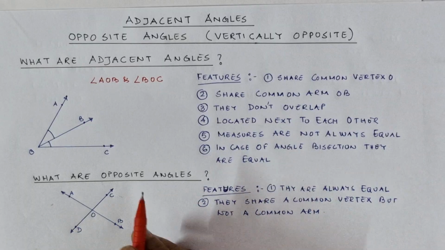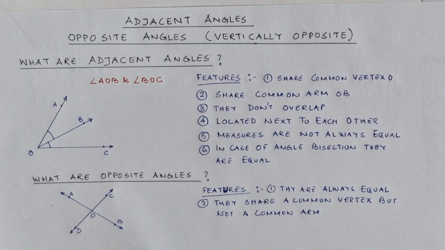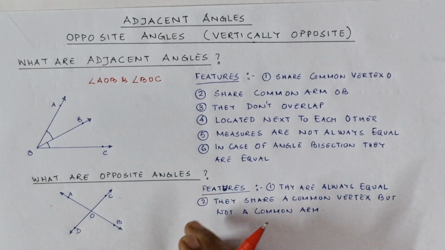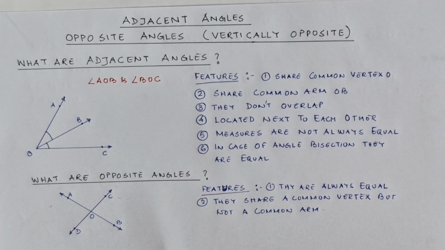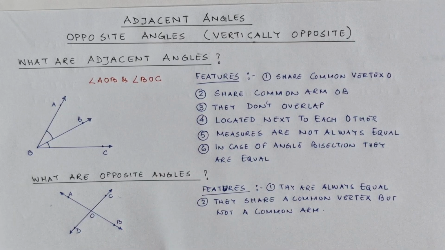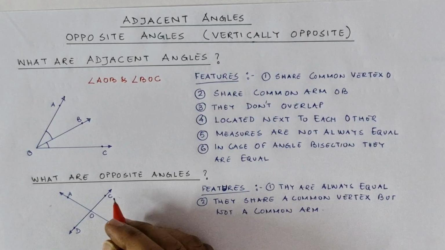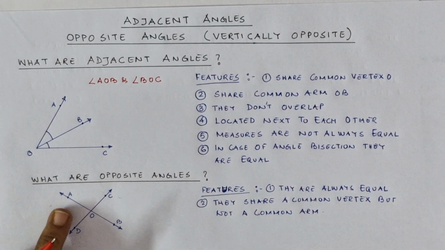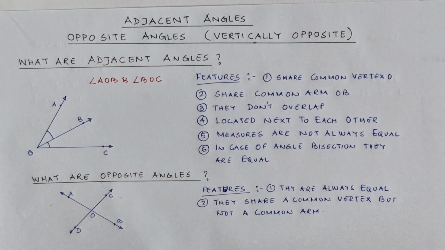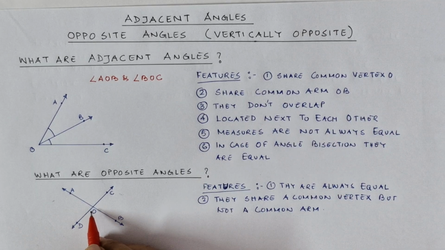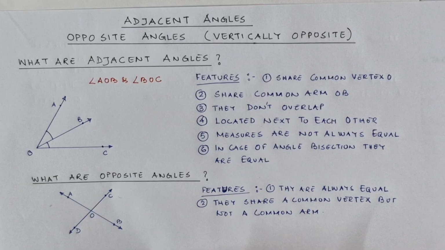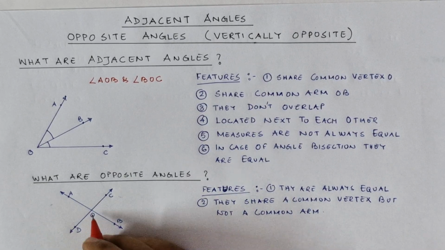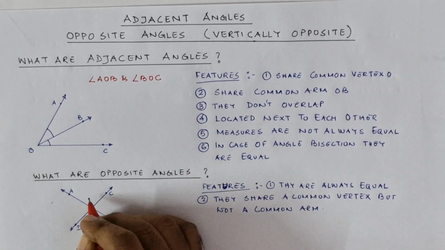So very simple. Let's come to the next one. What are opposite angles, also known as vertically opposite angles? Let's go through the definition once. When two straight lines, here AB and CD, intersect each other at O, this O is known as the point of intersection. When two straight lines intersect, the opposite angles formed are vertically opposite. See, so here they are vertically opposite.